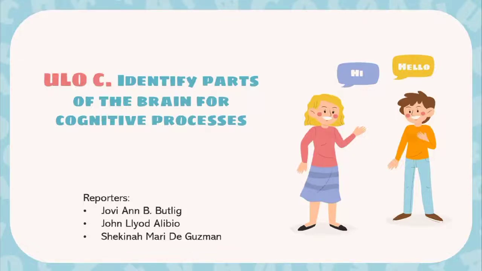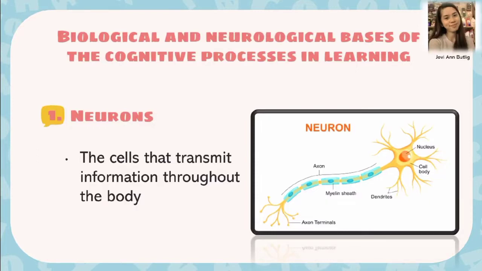Good day, everyone. We are the reporters, and today we will be discussing the ULOC, which is to identify parts of the brain for cognitive processes. So let's proceed. Biological and neurological basis of the cognitive processes in learning.